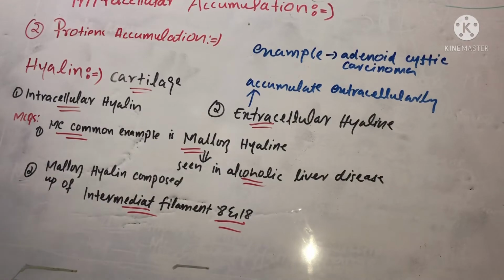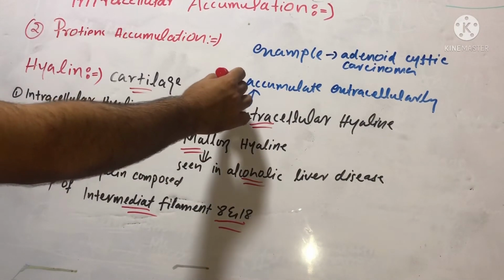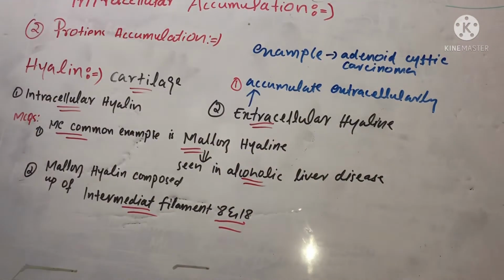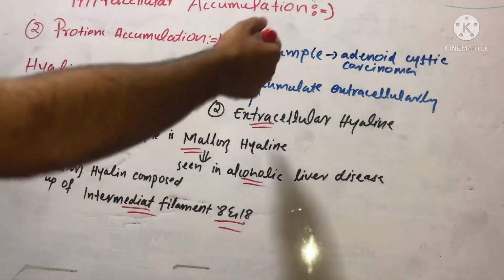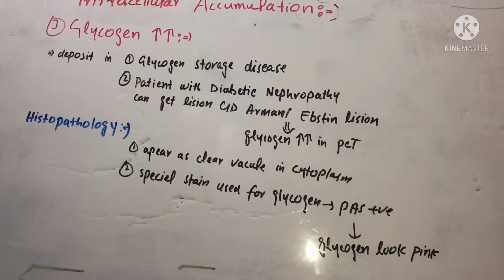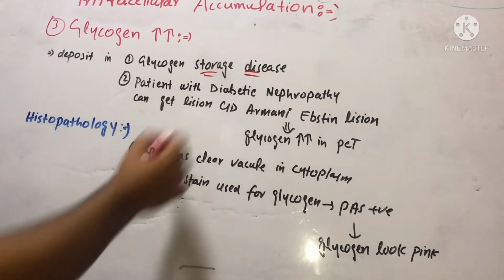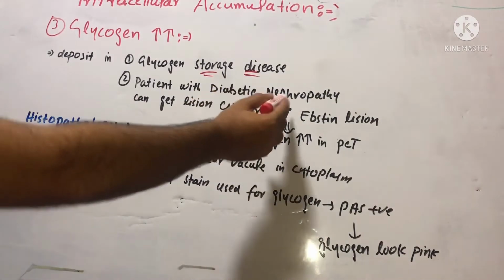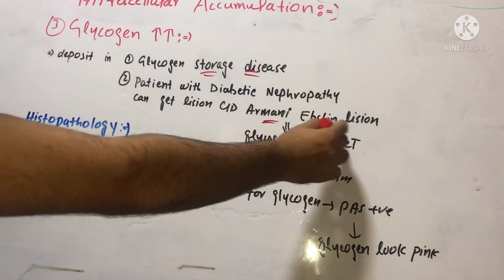Number second is extracellular hyaline. It means that it accumulates extracellularly. And the best example is that it is mainly seen in adenoid cystic carcinoma. Now we will discuss glycogen accumulation. Glycogen mainly deposits in glycogen storage diseases, and patients with diabetic nephropathy can get a lesion called Armanni-Ebstein lesion.